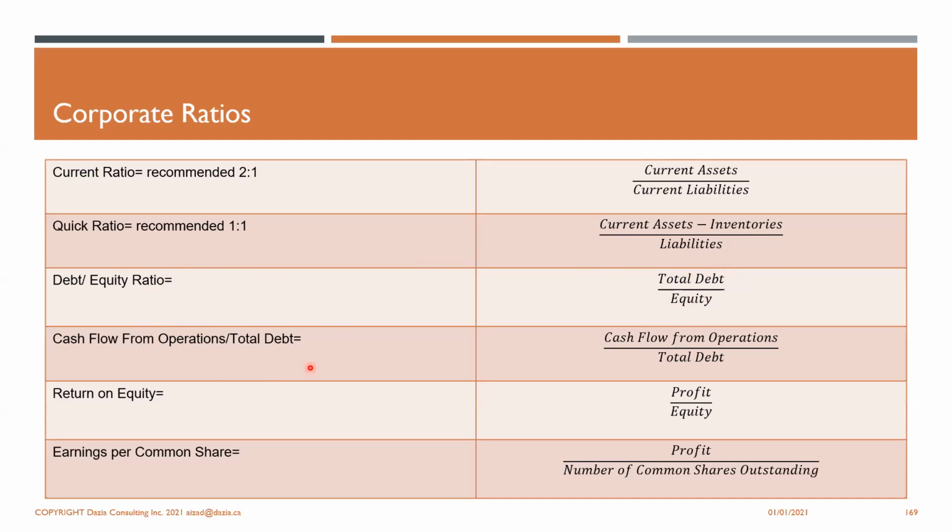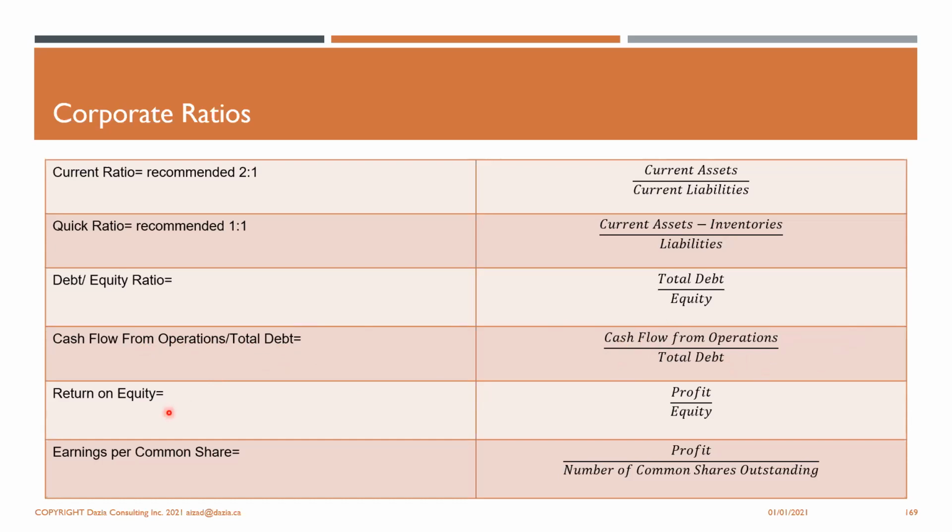Cash flow from operations. Obviously, cash flow, how much money is coming in for the company based on their overall company performance, divided by the total debt. So this is obviously from the name, you can see this is going to be this ratio here.